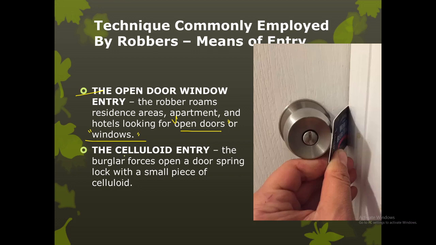Okay, the second one, celluloid entry. The burglar forces open a door spring lock with a small piece of celluloid. Ito yung tinatawag nating spring lock. Kung naalala nyo yung pintuan sa classroom natin dati, ganito yon, spring lock. Ngayon, this is a card. Ang gagawin nila, isisingit nila doon sa gilid and then ifo-force nila palikod hanggang matanggal yung pagkakalock ng pintuan. So that is celluloid entry.